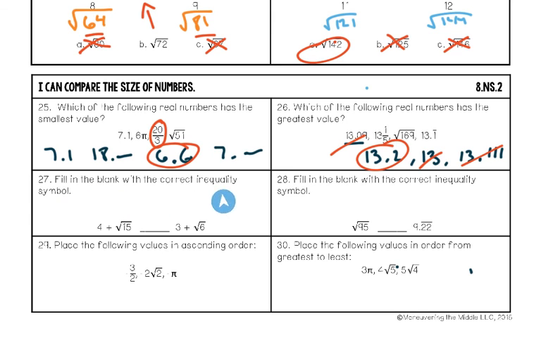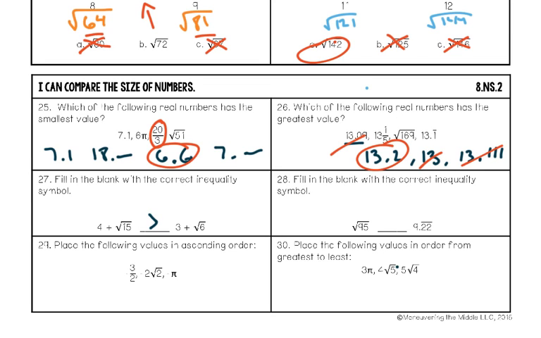27 says fill in the blank with the correct inequality symbol. Remember, those are your greater than or less thans. So you're comparing 4 plus square root of 15 and 3 plus square root of 6. If you look at the one on the left, 4 and the square root of 15 are going to give you bigger numbers. So that's automatically going to make it bigger. So you'll use the greater than symbol. Remember, it's like an alligator eating the bigger number. So imagine that alligator on there.